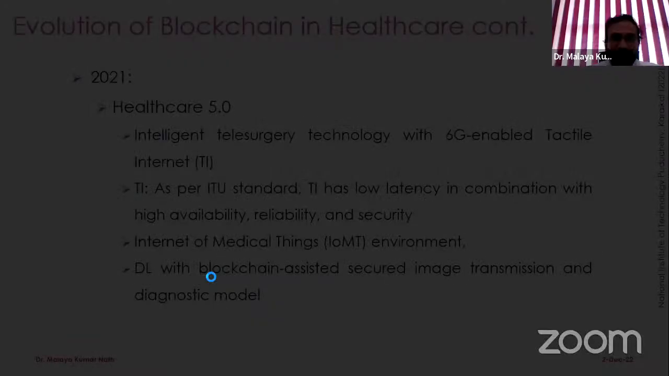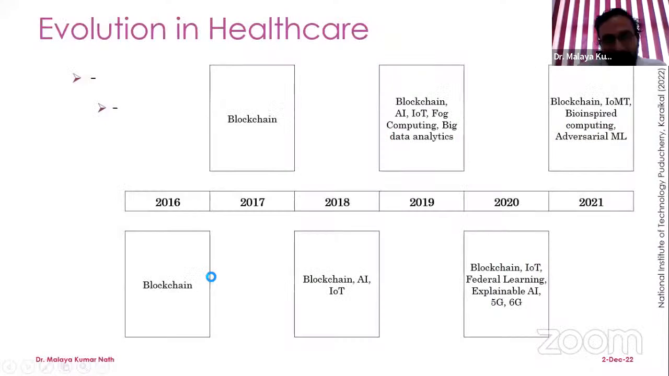So this is a diagram here. I have shown how this evolution is occurring in our healthcare systems. This whole idea I have taken from one of the papers of Professor Vidyasagar. So in 2016, blockchain came into the picture, and in 2017 also blockchain is used. In 2016, a trusted data marketplace, secure medical data access, secure sharing of personal health records, and monitoring of the supply chain of drugs are occurring.